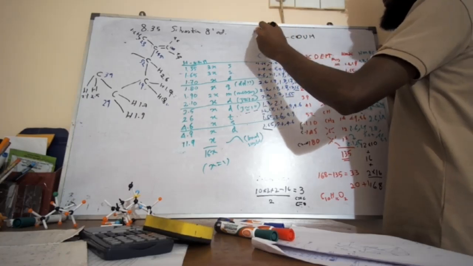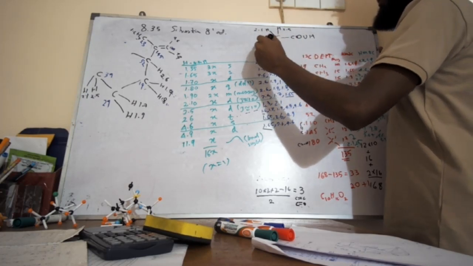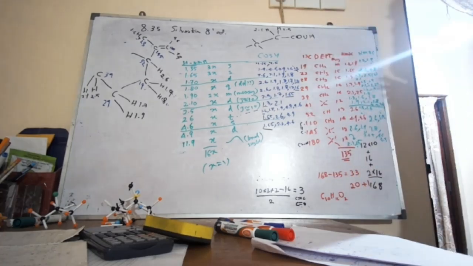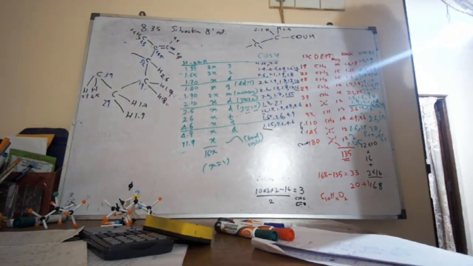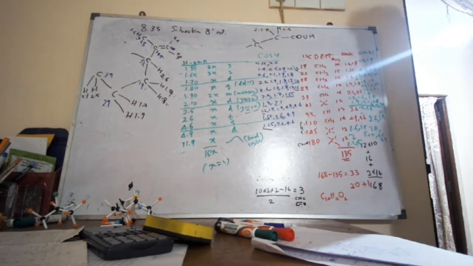So this is the 2.1 and this is the 2.5 protons, and then you have a quaternary carbon over there, right? So this is what is probably possible. Okay. So let's develop this one and then try to figure out what sort of idea we can get.